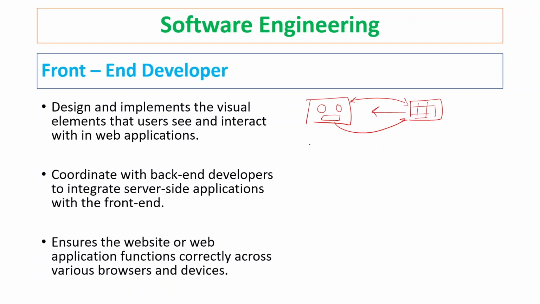Ensure the website or web application functions correctly across various browsers and devices. What is the meaning of this? If you take a mobile phone, it should show the same table, and it should show the same table on the laptop also. There will be a difference in height and width, but it should show this information, based on the screen size, with no need to overflow or hide some content.